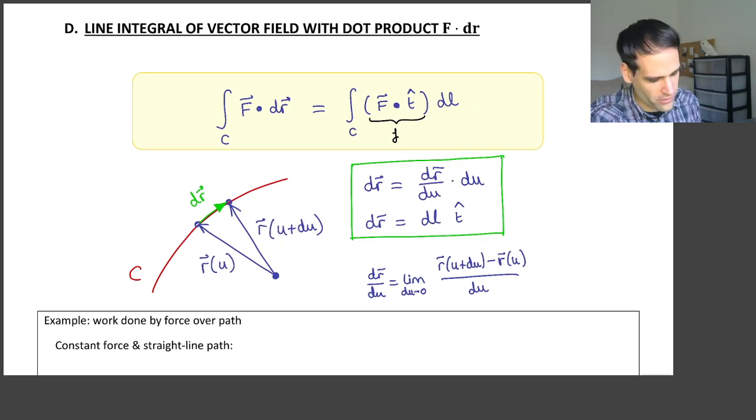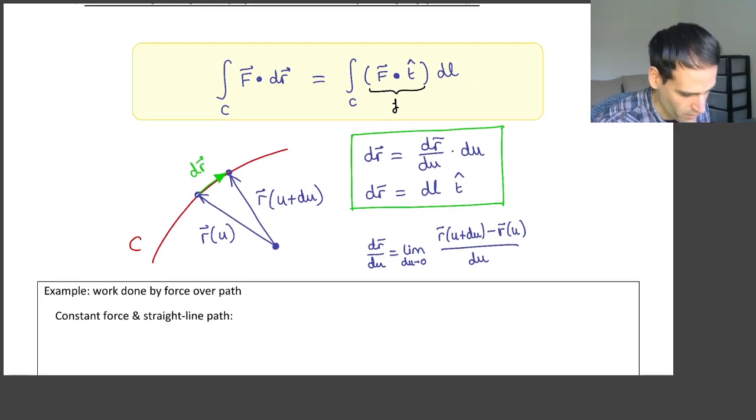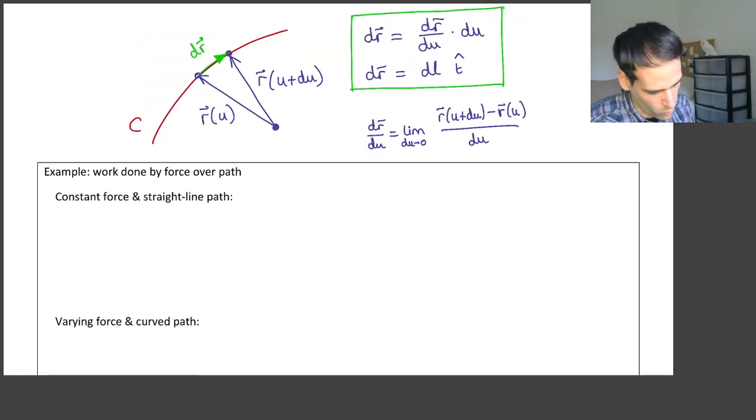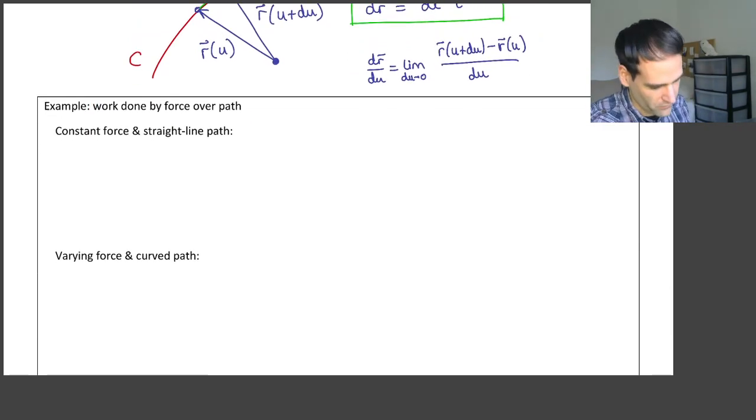So I have introduced this new type of line integral, which includes a dot product, and now I'm going to give you an example of an application for this, okay? And the typical example that is always given in books is the work done by a force over a path, okay? So let me explain this carefully.